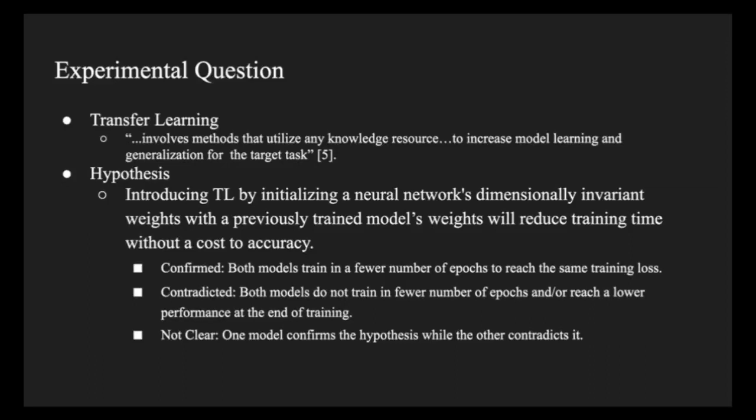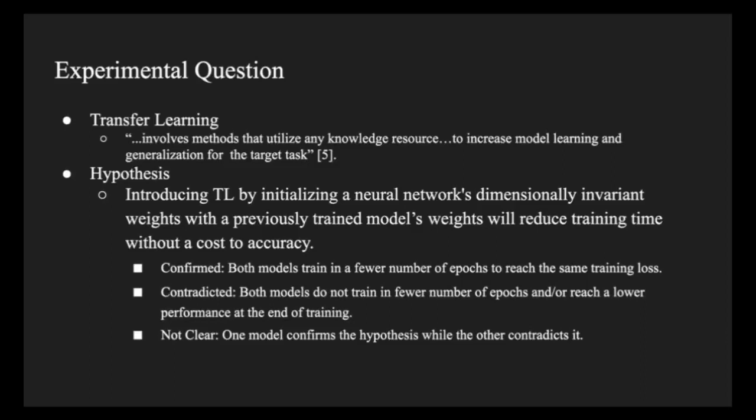In the context of this model, we wanted to use the weights that had been previously learned from another data set to initialize the dimensionally invariant weights within the network. We wanted to see if this would reduce training time without a cost to accuracy. This was our hypothesis. To confirm this, we would expect that both models would train in a fewer number of epochs to reach the same training loss. So that would reduce the overall training time while achieving the same loss.